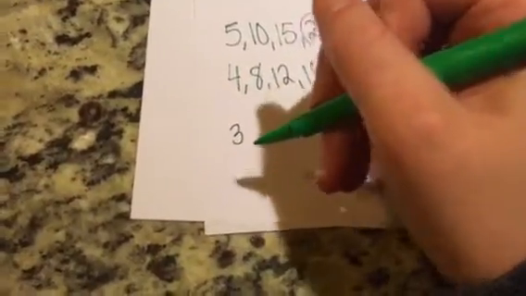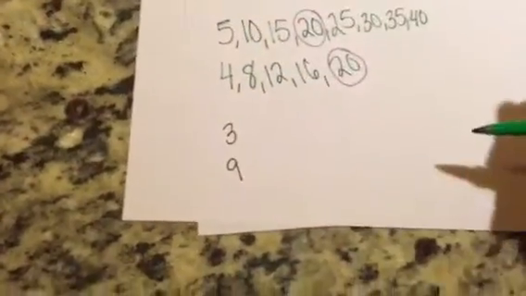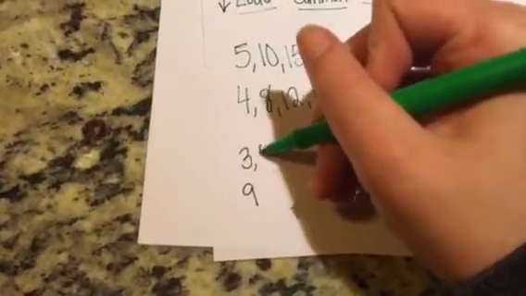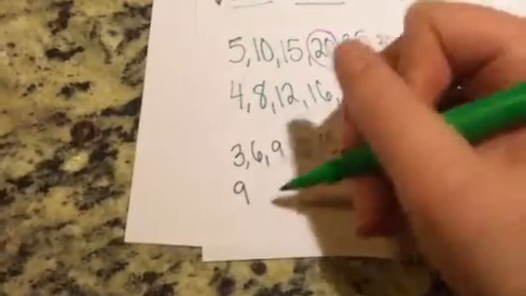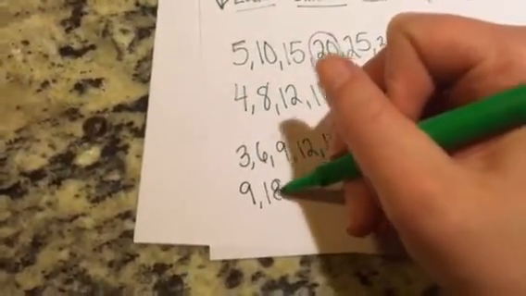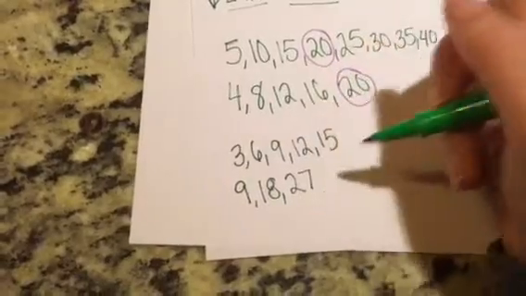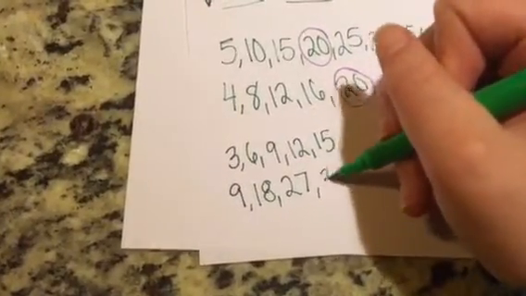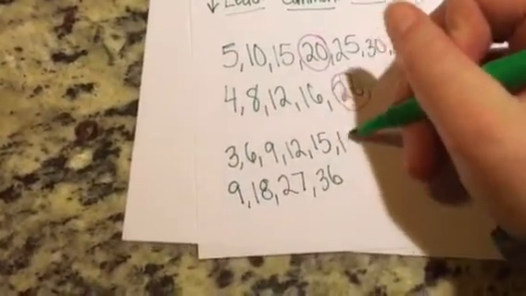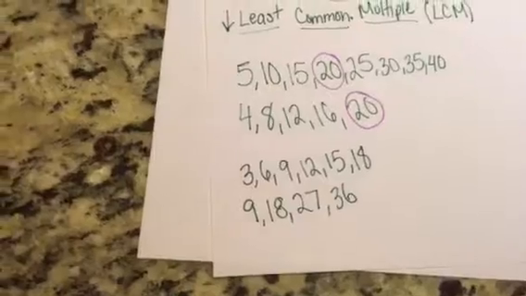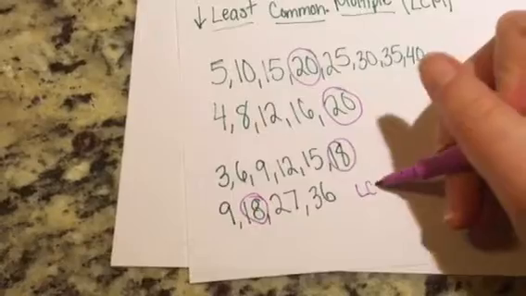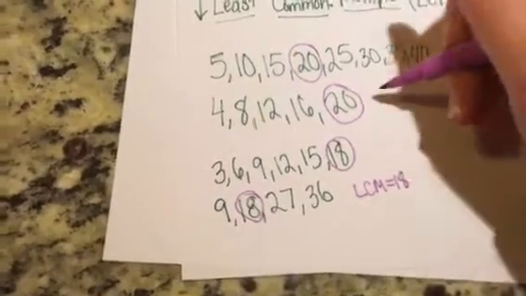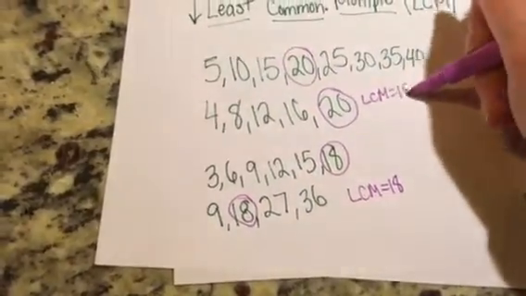3 and 9. How about that? Okay, so I'm going to list out my multiples of 3. List out a couple of them. I'm going to list out some multiples of 9. I think I need to go a little bigger on 3. What do you think? 3, 6, 9, 12, 15, 18. Oh, I think we got a winner. I have 18. So my LCM equals 18, and my LCM over here equals 18.